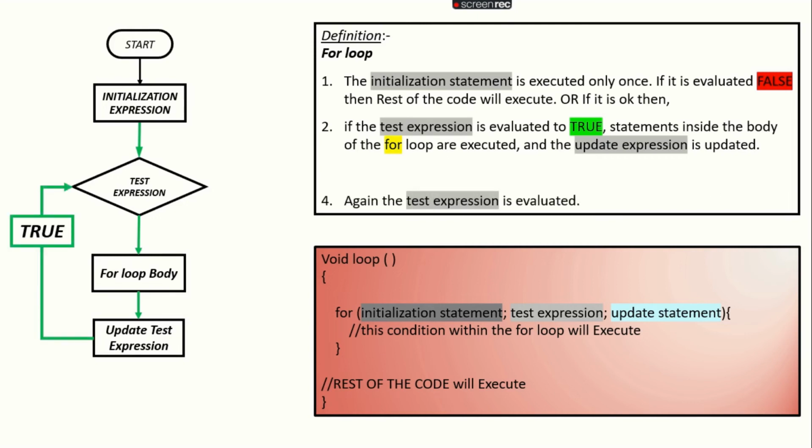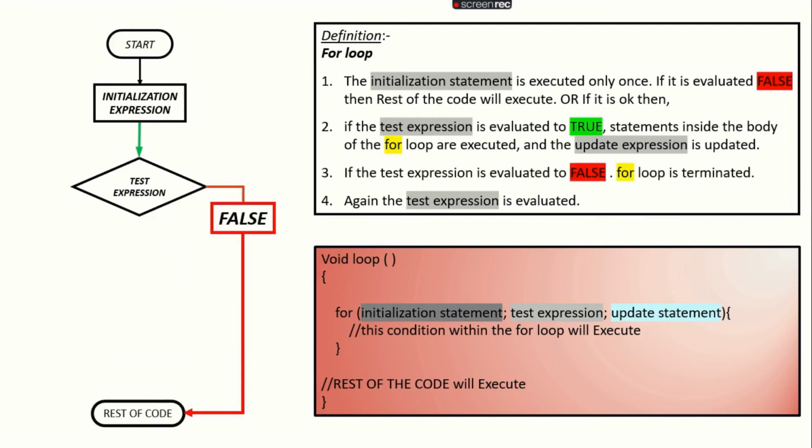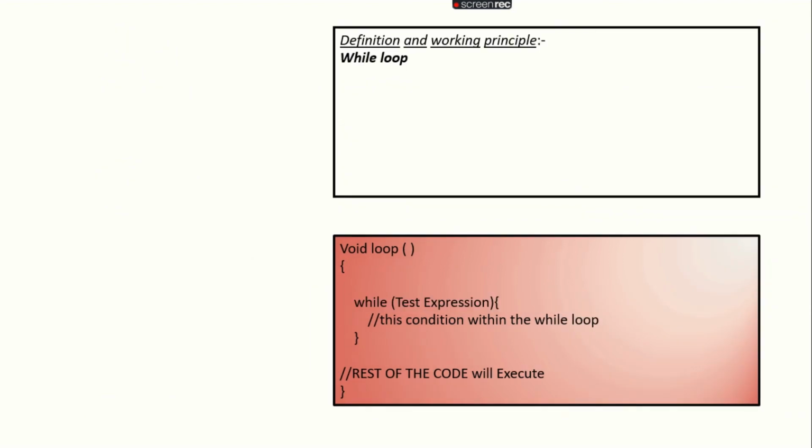If the test expression is true, then the for loop body will execute again and update the expression. Like that it will run continuously until the test expression becomes false. If the test expression is evaluated to false, at that point the for loop is terminated and the rest of the code will execute. So the next one, the while loop.